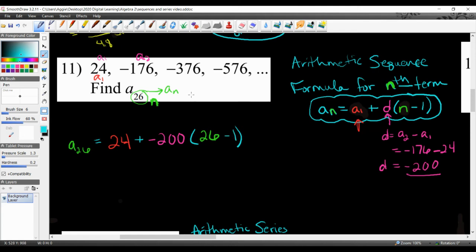So from here, I just have to simplify. I'm going to go ahead and do the inside first. So if I do this part first right here, that's going to give me 25. And then all this just kind of stays the same. Let me rewrite it. Okay, a sub 26 equals 24 plus negative 200 times 25. So the next step would be to multiply. If you want to put this in parentheses because it just looks neater, you can do that as well.